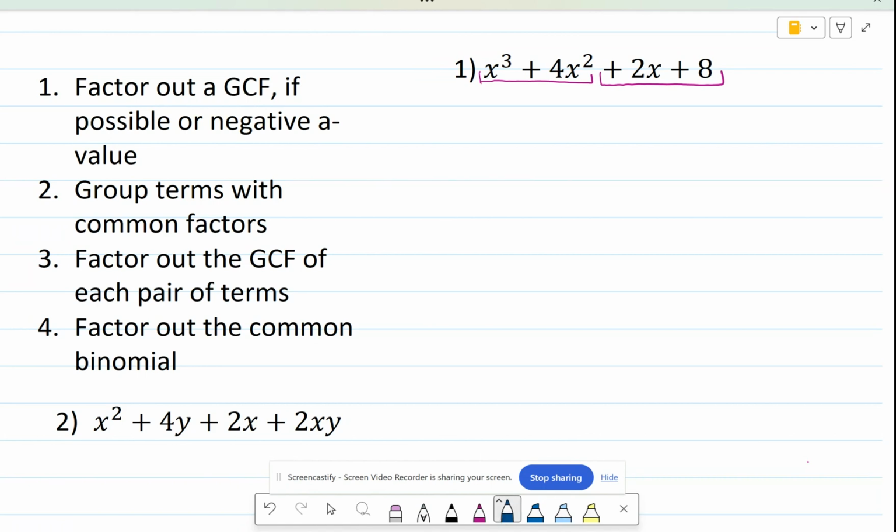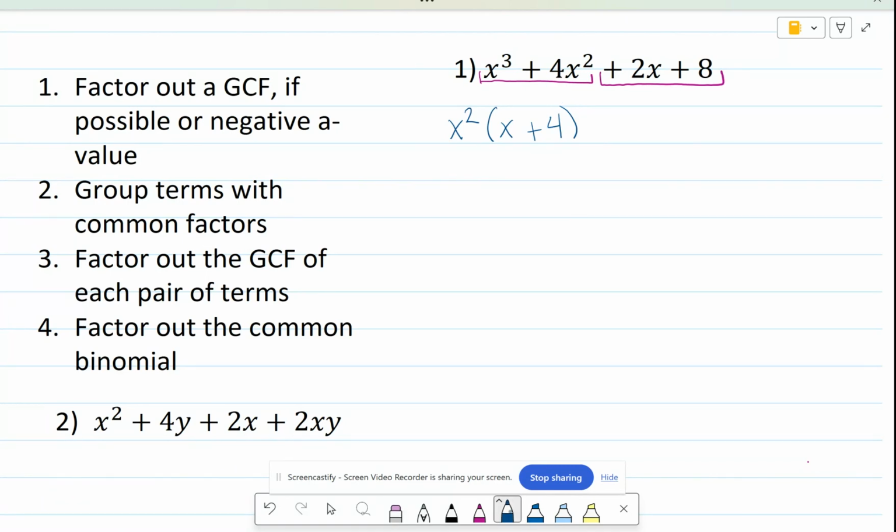Step 3, factor out the GCF of each pair of terms. So like I mentioned, this first set of terms has a GCF of x squared. So I'm going to pull out x squared, and then we're going to write what is left. So x squared times x will give me x cubed. And x squared times 4 will give me 4x squared. So you can always check by redistributing in your head to make sure that what you have here will give you what you had there originally. All right, let me erase that.